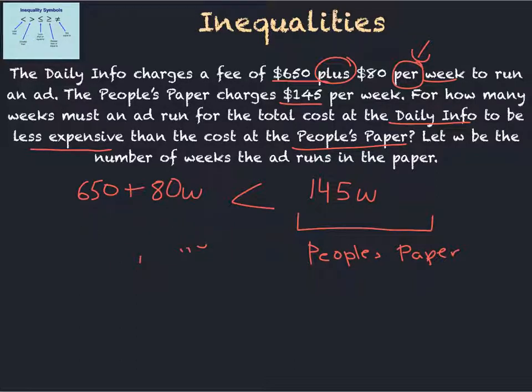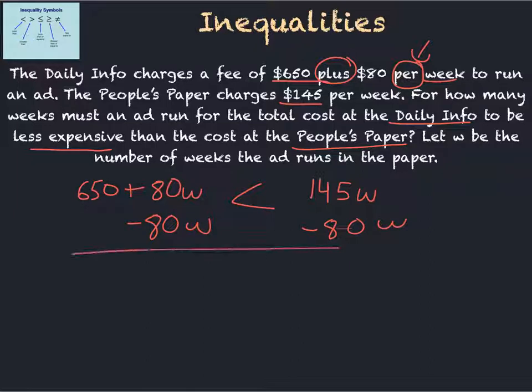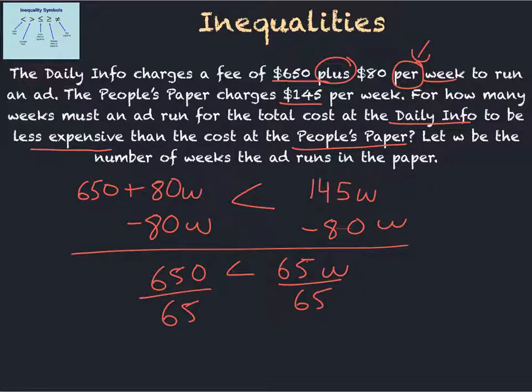So let me erase this stuff. Well, remember, first you distribute, no distributing here. Second is combine like terms. We don't have any like terms here. Next step is get your variables on the same side. So that is what we would have to do next. And if you do that, you would end up with 650 is less than 65w. Okay, then you would divide by 65 on both sides, and you would get 10 here, and then w.